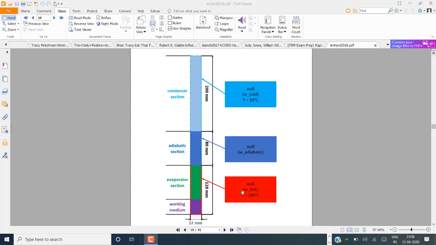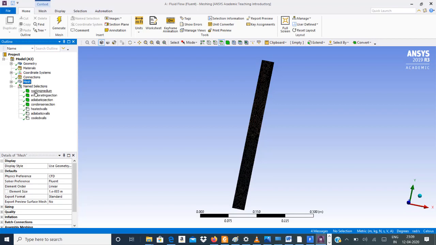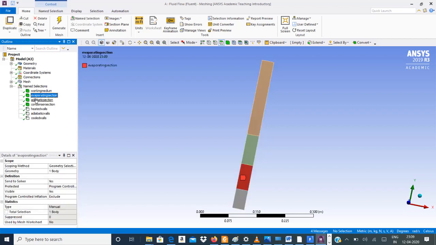The walls are maintained at 200 degrees centigrade in the evaporator section, the adiabatic section has no heat flux, and the cold wall is at 10 degrees centigrade. The evaporator section part is filled with water. Now I'll show the mesh of the above construction that I have made. This is the mesh in which I have named the sections: working media, evaporator section, adiabatic section, condenser section, heated walls, adiabatic wall, and the condensed wall.